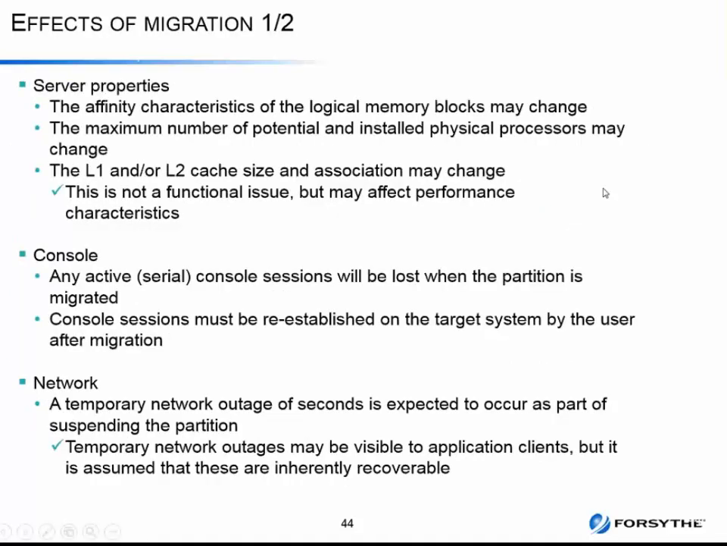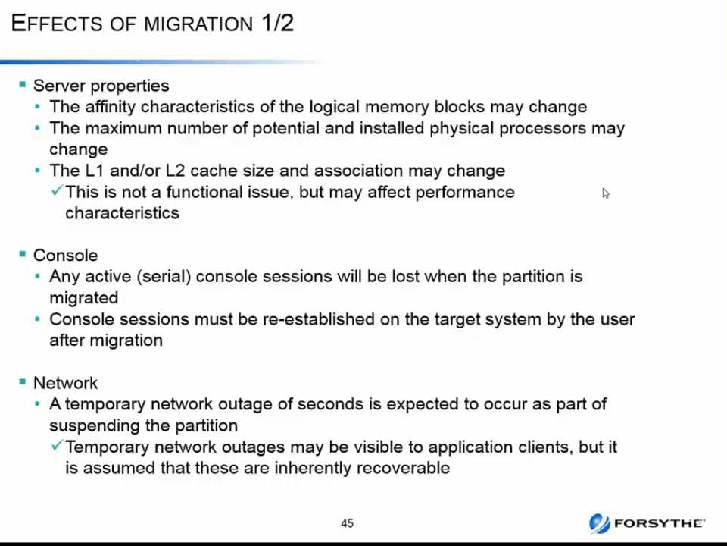So what are the effects of the migration? Obviously, there may be some affinity characteristics for the LMBs that could change, because if you're going from Power 7 to Power 8, for instance, or whatever. Maximum number of physical processors, etc., could change because you're moving to a different box. Your level 1, level 2 cache sizes and associations. Pretty much, if you're moving from architecture to architecture, then anything that's architecturally different is going to be a change for the server properties.